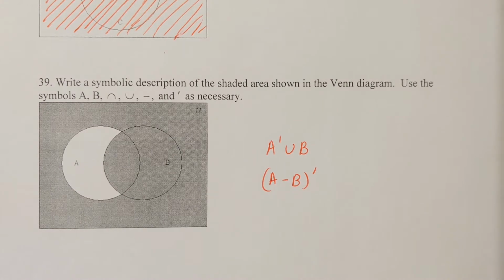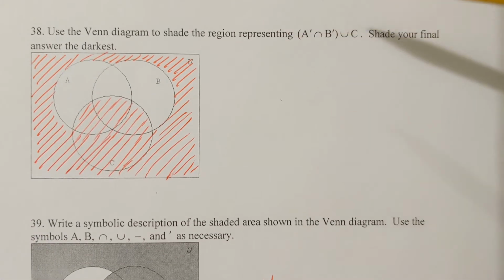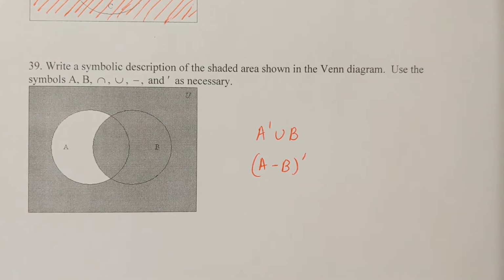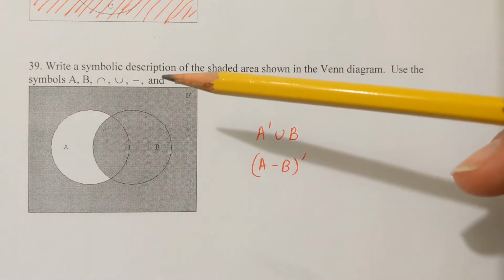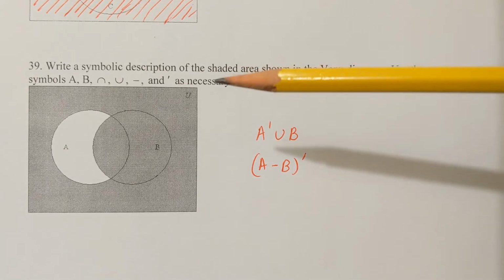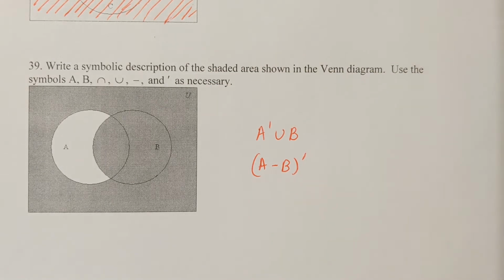Okay, I'd like to finish up section 2.3 here. So we're on problem 39. We just did problem 38. And on problem 39, I want us to write a symbolic description of the area shown in the Venn diagram. We used letters A, B, the intersection sign, the union sign, the subtraction sign, and the complement sign as needed.